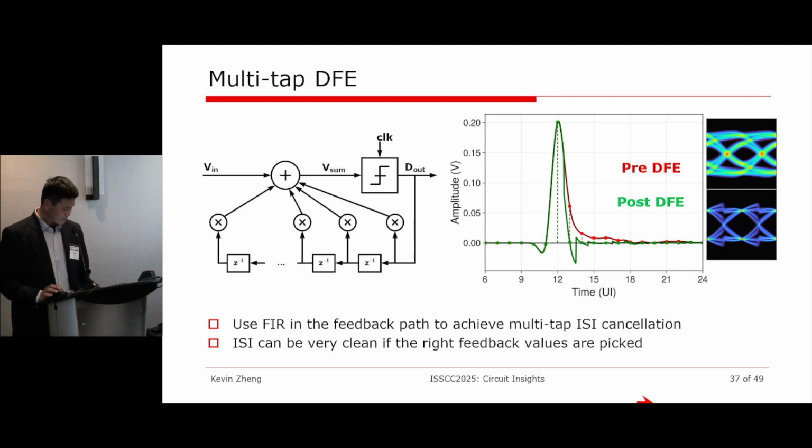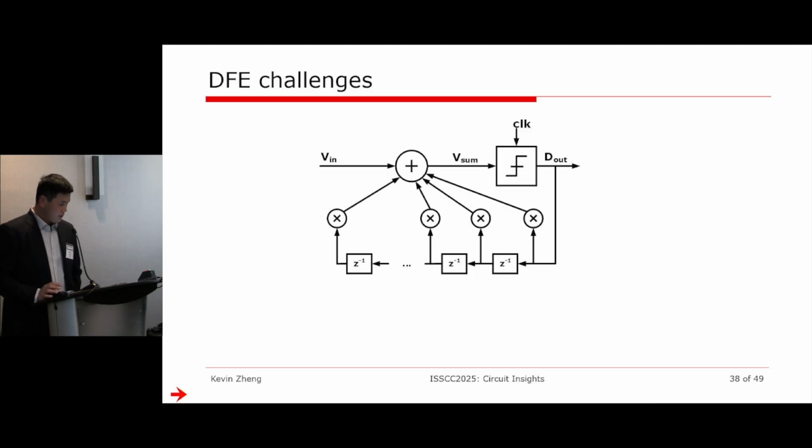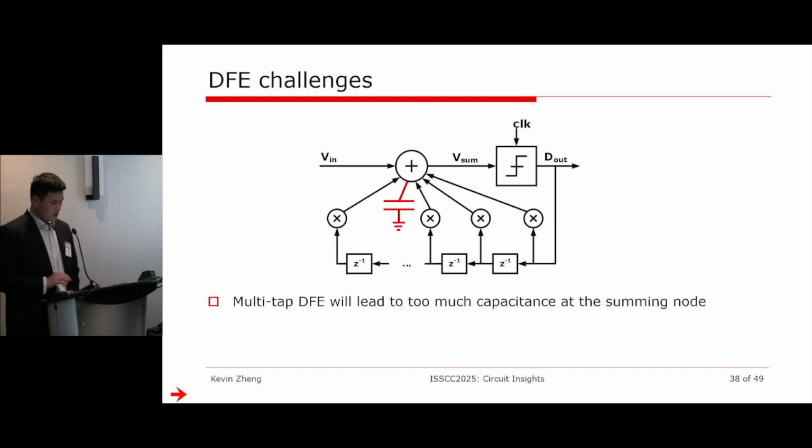Now, again, it's not the superhero that we all think it is. There are obviously limitations and trade-offs for any circuits we do. For a DFE, there are mainly three things. If you go completely crazy on the number of taps you have, you're going to overload that summing node. There's going to be a lot of circuit on that node, and then you're slowing yourself down again. So the return on investment by adding one more tap will go down. Okay? So there's a limit to that.